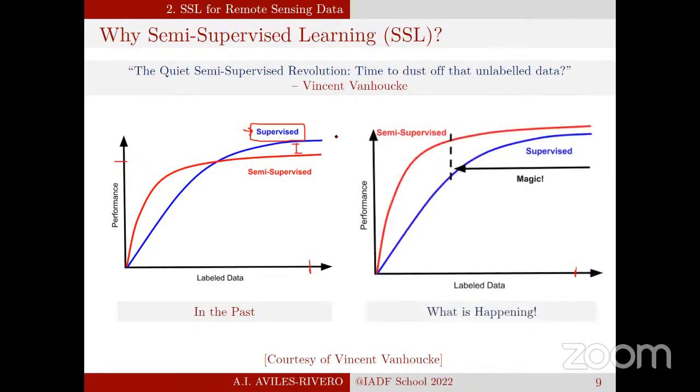So what is happening now is what in the community is known as the quiet semi-supervised revolution. With the new developments, we are able to see an effect here. Semi-supervised learning works on the assumption that you have fewer labels, but the performance is actually comparable or better than supervised learning. And it has been increasingly interesting in the community to try real-world applications beyond only theoretical underpinning.